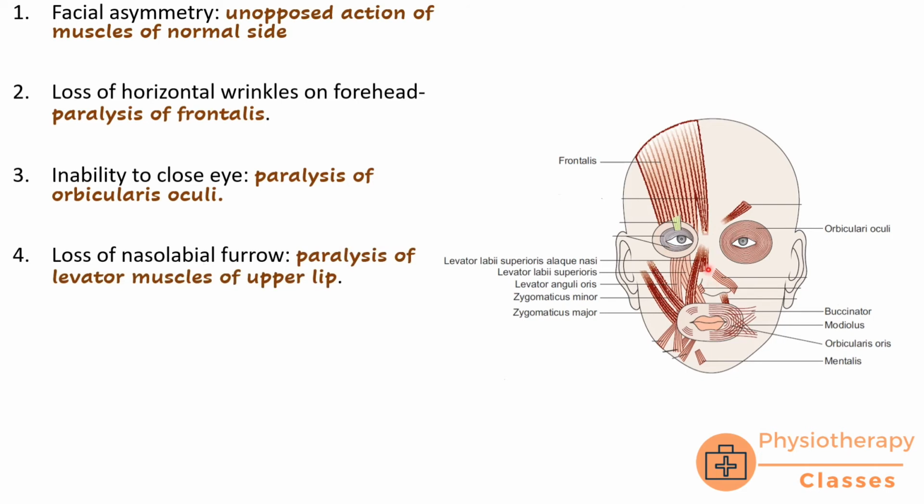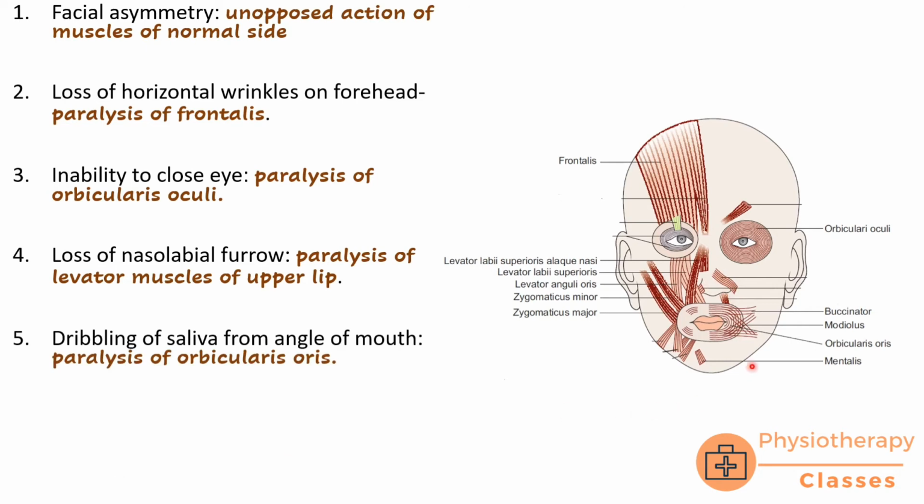Then loss of nasolabial furrow here. The levator muscles, which elevate the upper lip, are paralyzed. Because of that paralysis of the levator muscles of the upper lip, this leads to loss of the nasolabial furrow here.